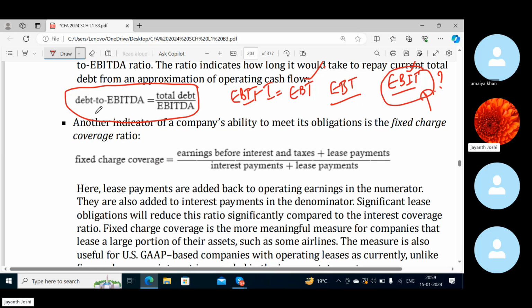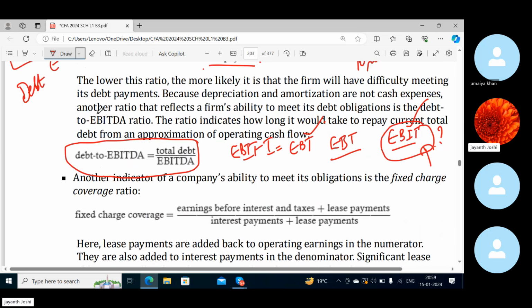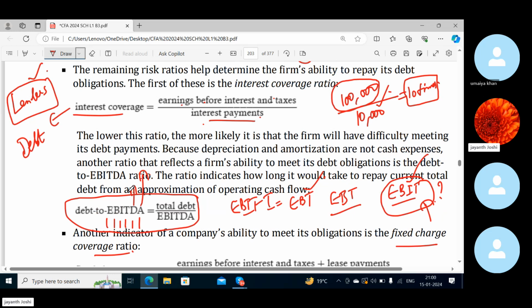Now, debt to EBITDA. What is this EBITDA? Earnings before interest, tax, depreciation and amortization. Depreciation is for fixed assets or tangible assets. Amortization is for intangible assets, right? Another indicator of a company's ability to meet its obligations is the fixed charge coverage ratio. This I'll cover later, but let's see what the next ratio is saying to us.